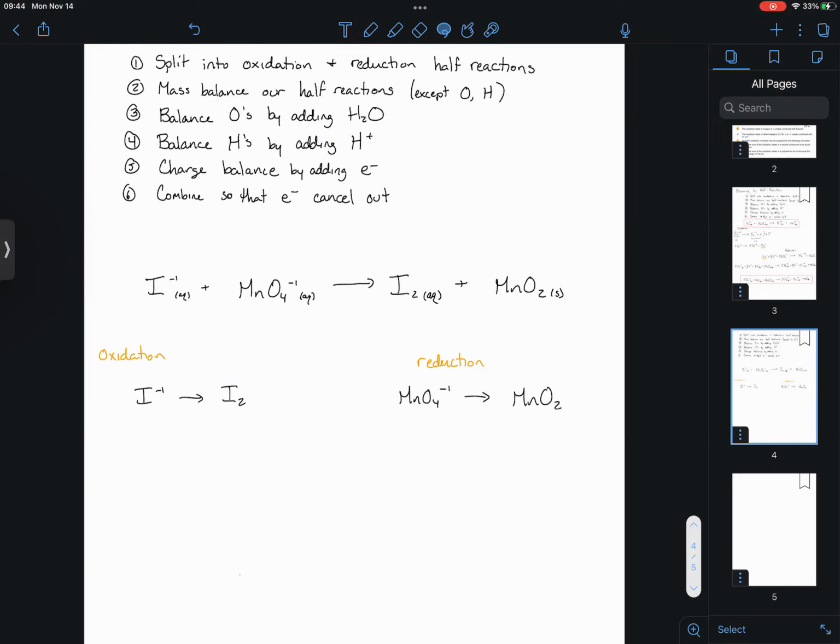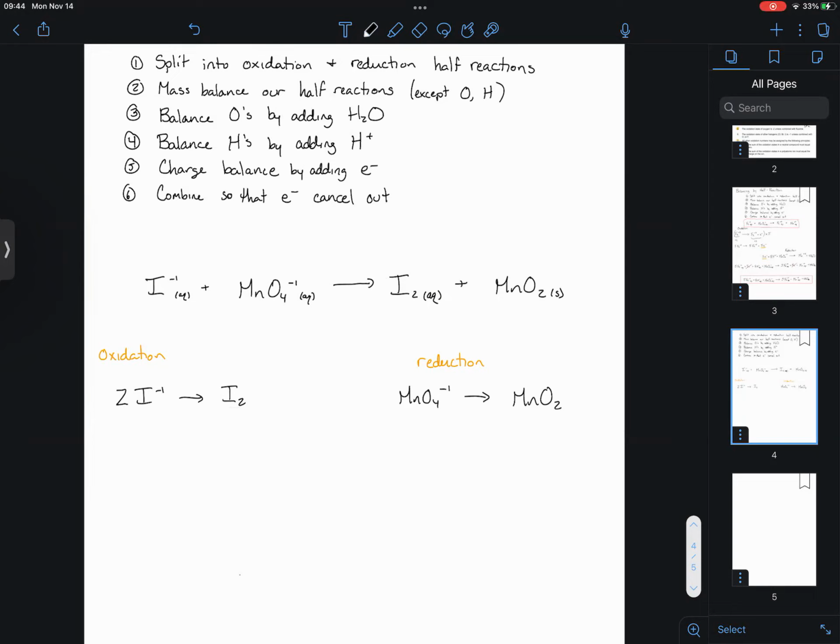I want everybody to take a look at these 2 half reactions and make sure that they're balanced without the oxygens yet. So we'll focus on the oxygens in our next step, but make sure your iodines and your manganeses are balanced. And what you should see is that you need a 2 out front of those iodide ions in order to balance it on both sides.